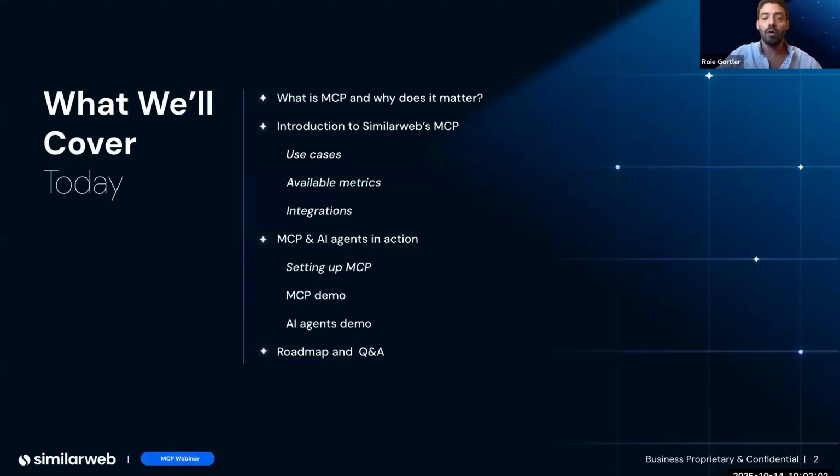So today's agenda includes covering the basics. What is MCP and why it matters? Then we'll dive deeper into key use cases that you can already use with our new MCP and discover what metrics you can see in it. And of course, we will explain how you can connect your platform to the MCP and set it up, including a live demo. Then we will have a few live examples of how you can already use our AI agents in web intelligence today. And finally, we will have a sneak peek into what's coming next in our roadmap, and of course, time to answer all your burning questions.